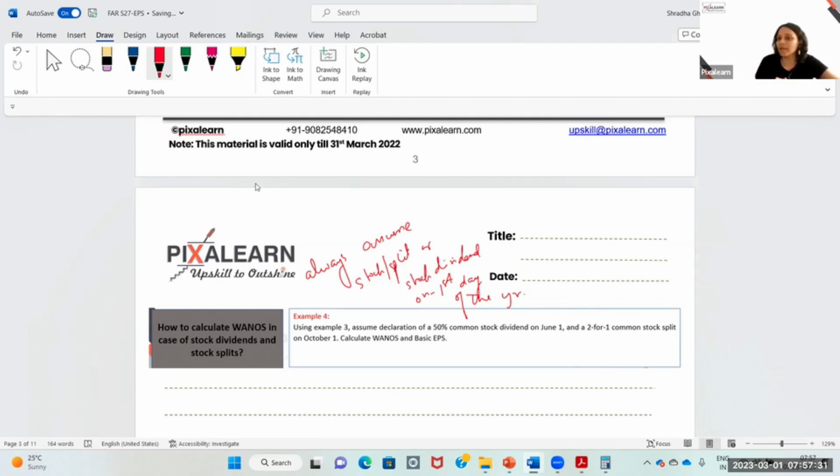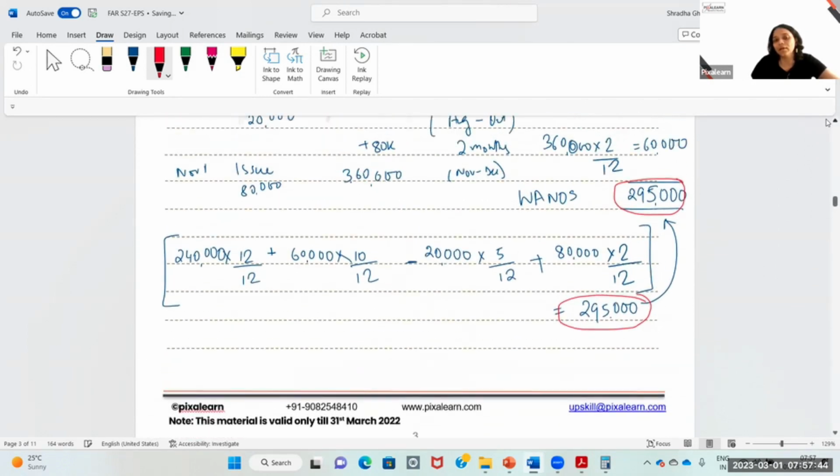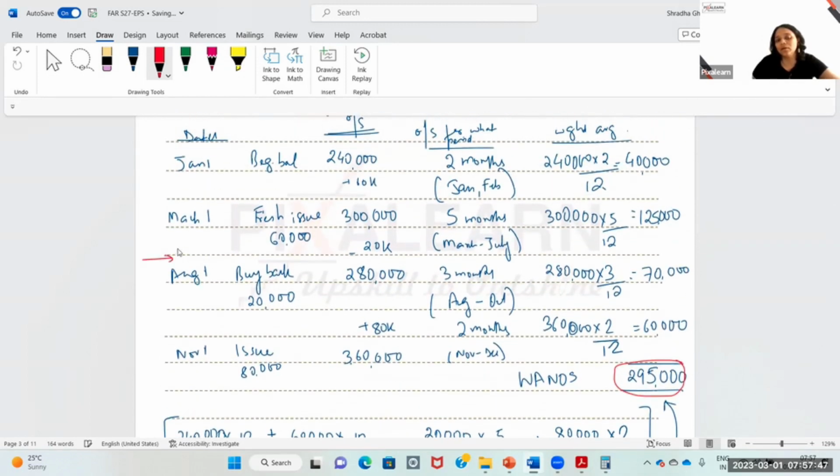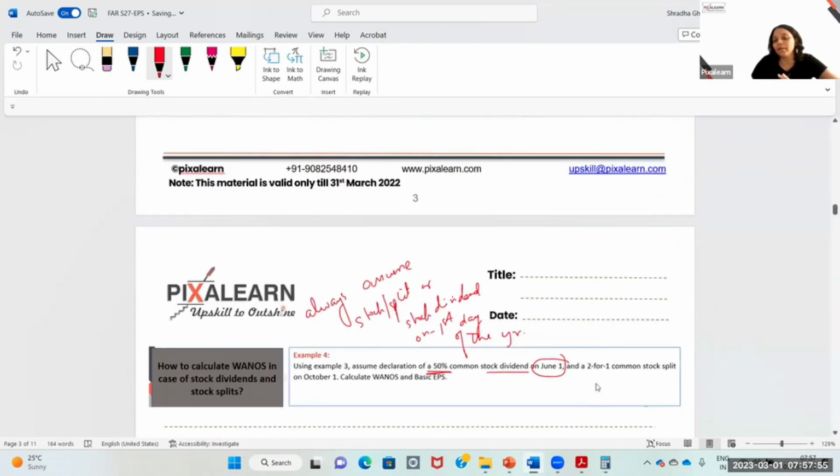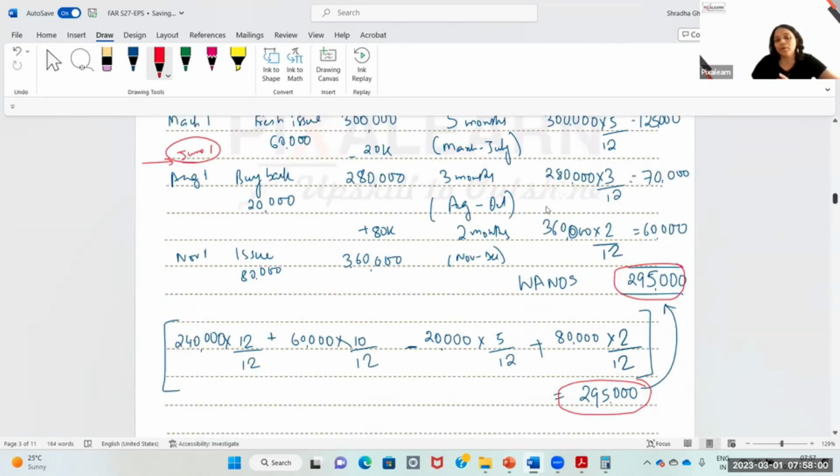Same example that we had above, but now you're assuming that there was a 50% common stock dividend on June 1. That means somewhere here, June 1, we declared a 50% stock dividend. And then they are saying that there was also a 2-for-1 common stock split that happened on October 1. And somewhere here on October 1, we had a common stock split, 2-for-1.